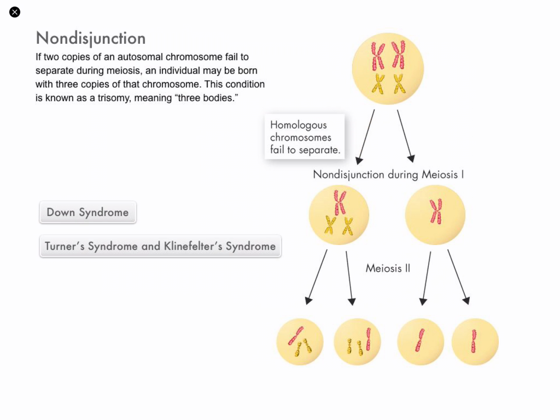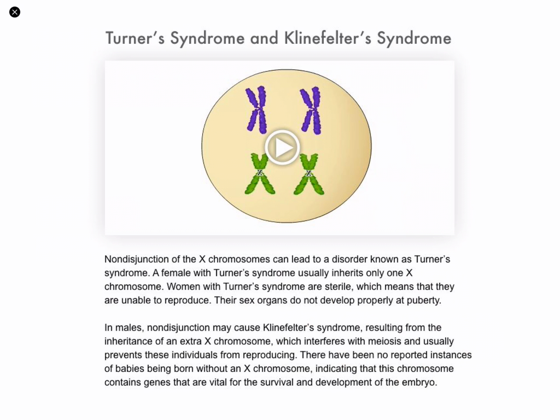Two other non-disjunction disorders would be Turner syndrome and Klinefelter syndrome. In Turner syndrome, you have a female that only has 1 X, not 2. And in Klinefelter syndrome, you have a male that has more than 1 X. Usually it's 2 X's and 1 Y. Notice you always have to have an X; it seems that having the X is vital for survival.